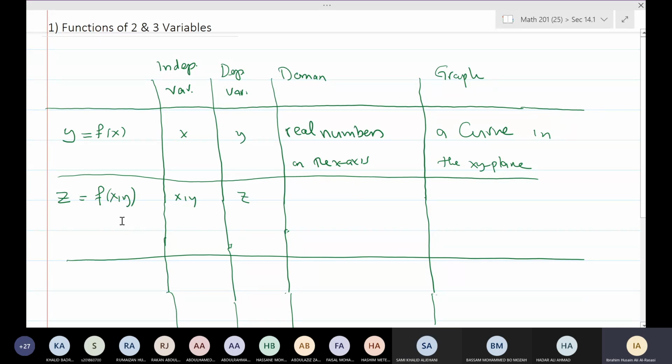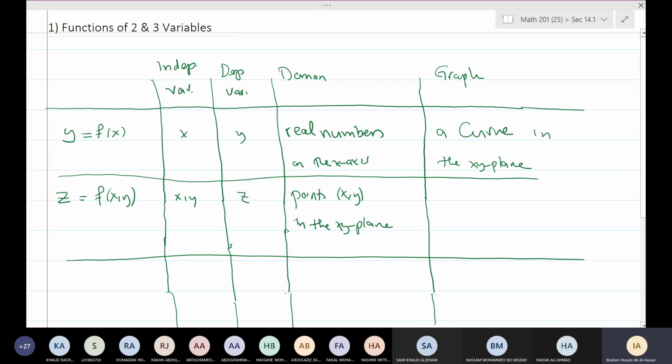You have to substitute. The input consists of two numbers. Unlike the one-variable case, where the input consists of one number, here the input consists of two numbers. I have to substitute a value for X and a value for Y. These two numbers, we combine them together to form a point, the point X, Y, in the XY plane.